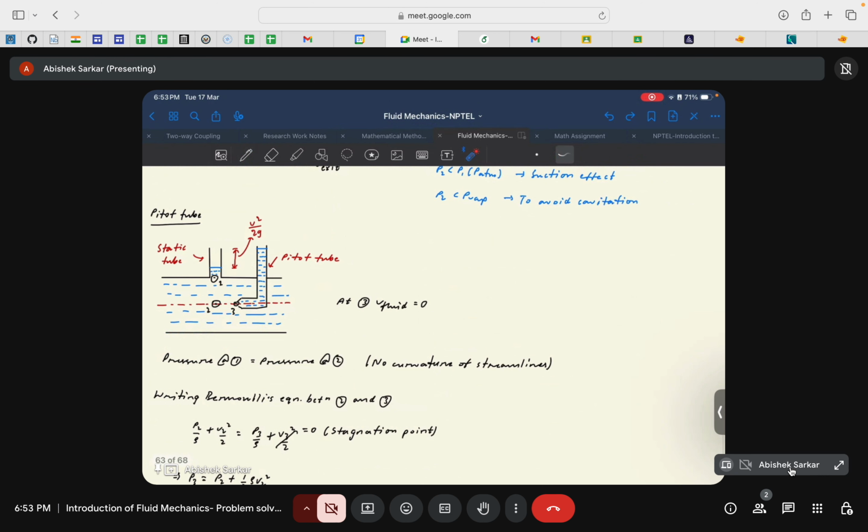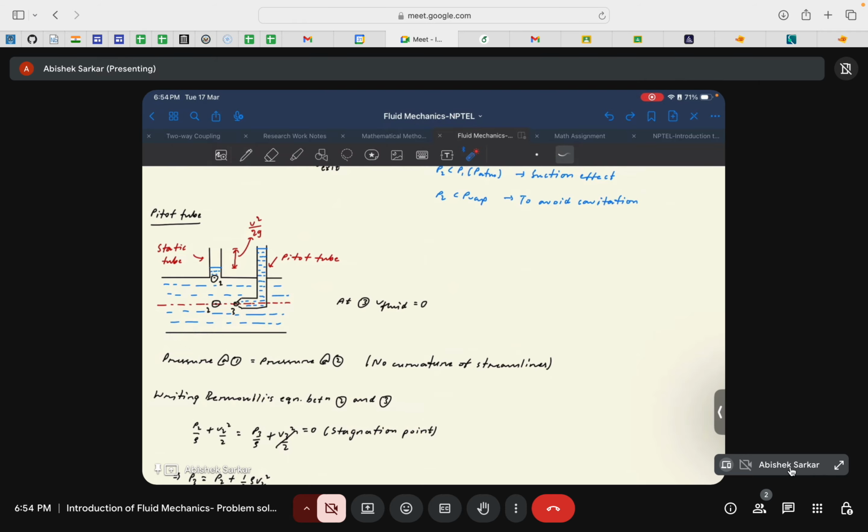With that, let us now proceed to the second device, that is the pitot tube. There is a special device known as the pitot static tube, which maybe I can leave as an exercise for you.